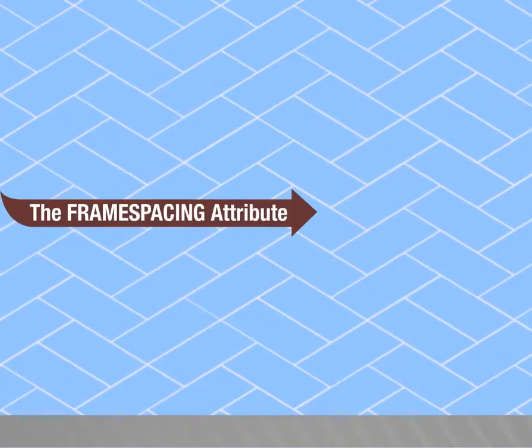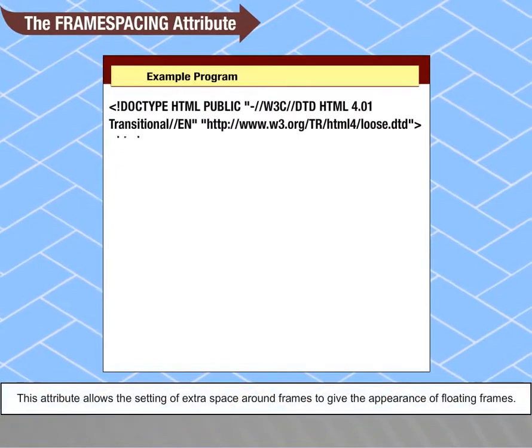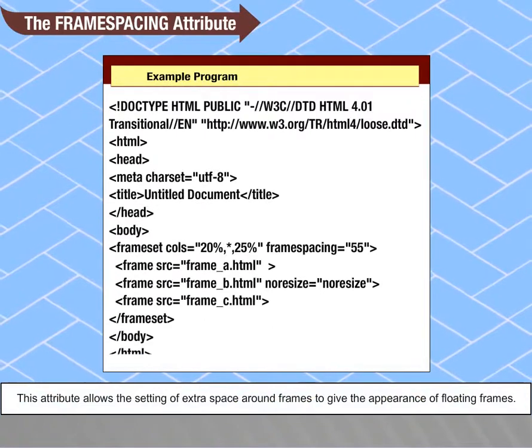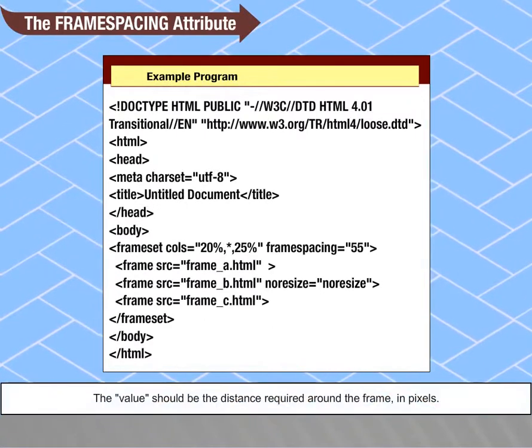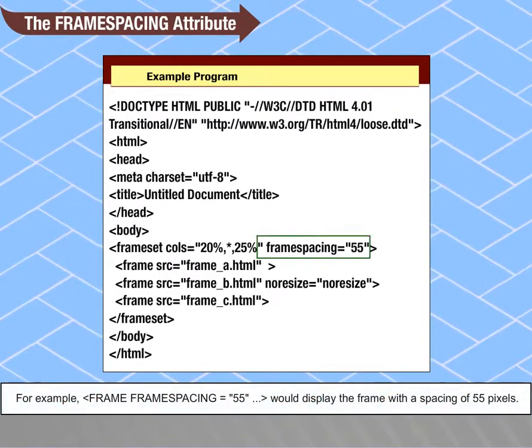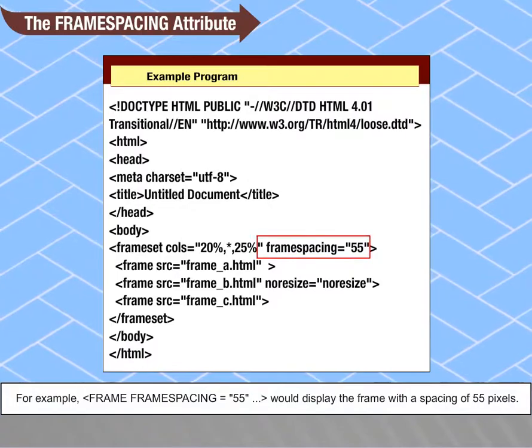The framespacing attribute. This attribute allows the setting of extra space around frames to give the appearance of floating frames. The value should be the distance required around the frame in pixels. For example, framespacing equals 55 would display the frame with a spacing of 55 pixels.